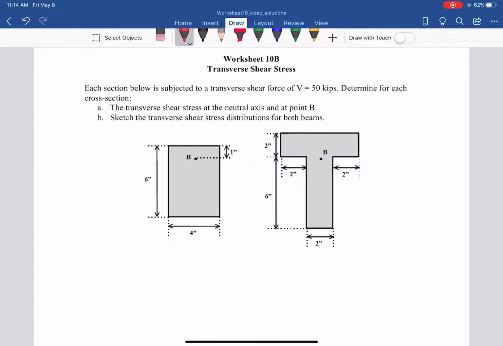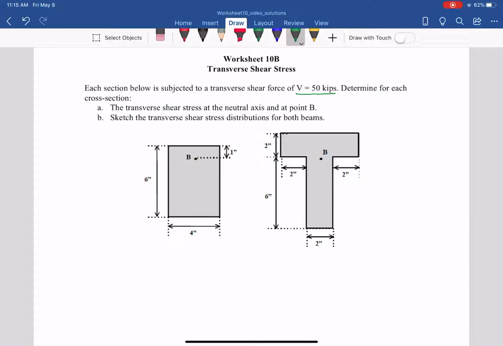Worksheet 10B, transverse shear stress. Each section below is subjected to a transverse shear force V. So they give us a shear force V here. And the question is two things.